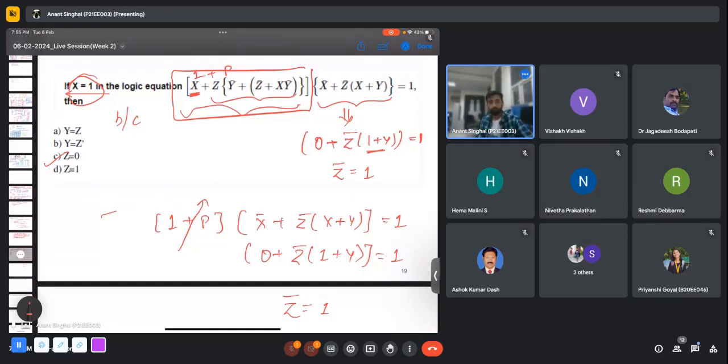Is it clear? Clear. Okay, and what someone else has also given B. I hope it is clear, right? Yes, sir, it's clear. Okay, fine. So let's proceed now.